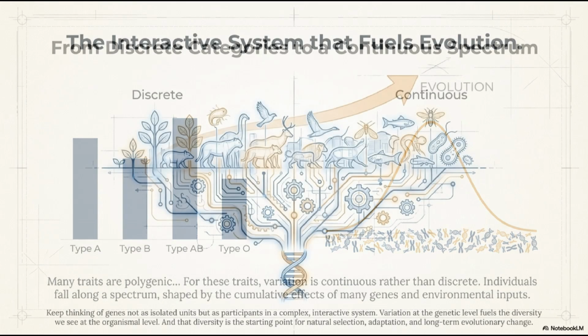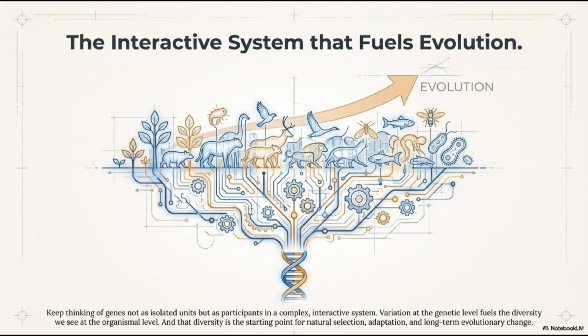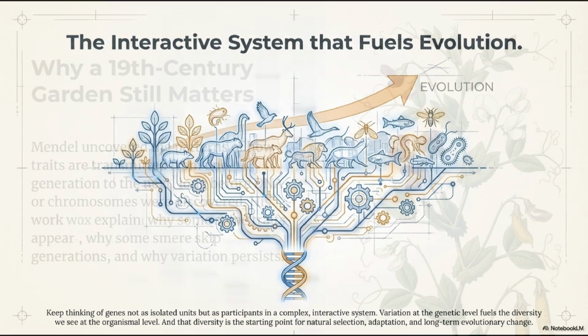As we move deeper into this module, keep thinking of genes not as isolated units, but as participants in a complex interactive system. Variation at the genetic level fuels the diversity we see at the organismal level, and that diversity is the starting point for natural selection, adaptation, and long-term evolutionary change.